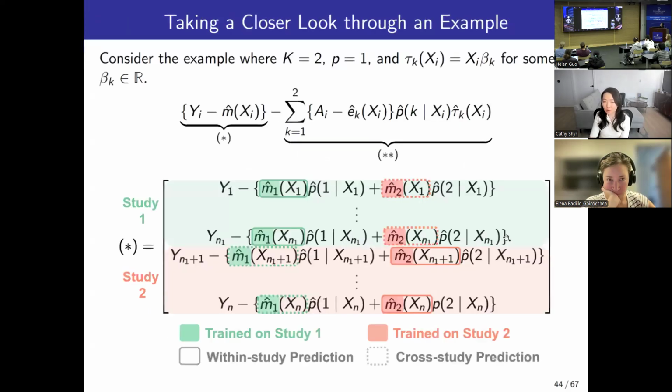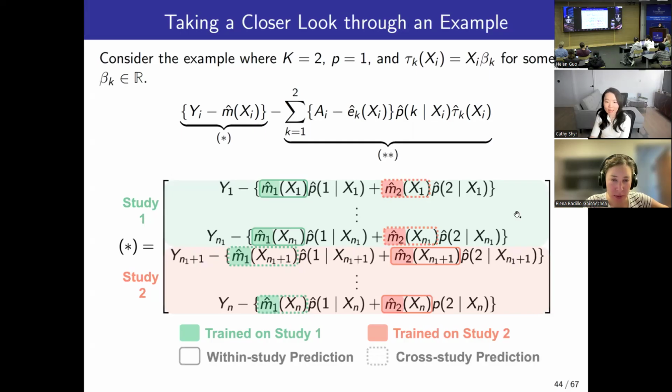So we can take a closer look through an example. Suppose we have K equals 2 studies. There's only a single covariate, and we assume that the tau Ks are linear. Near the top of the slide, this is the contribution in the loss function. And I've broken it up into 2 parts. So we can first look at the part with a single asterisk.